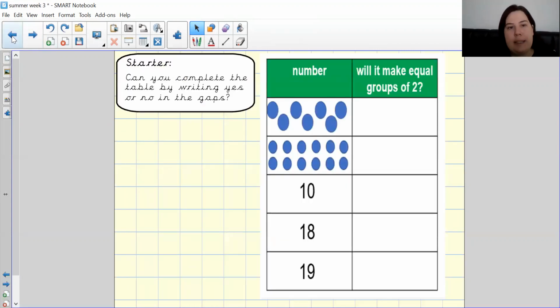Before we begin our lesson today, I want you to think back to what we've done before. So we are making equal groups of 2. What you're going to have to do is write yes or no next to each of these numbers to tell me, will it make an equal group of 2? You'll need to use your objects to represent the numbers and then find out by making equal groups if they are a yes or a no. So stop the video now and continue the activity, please.